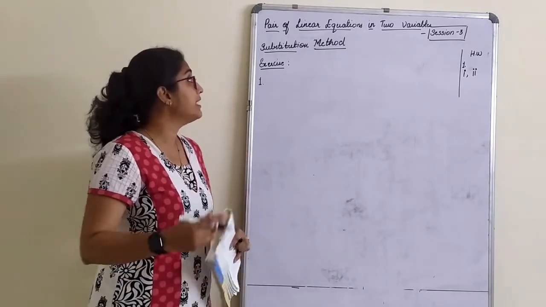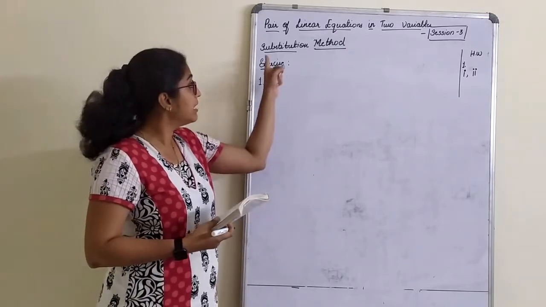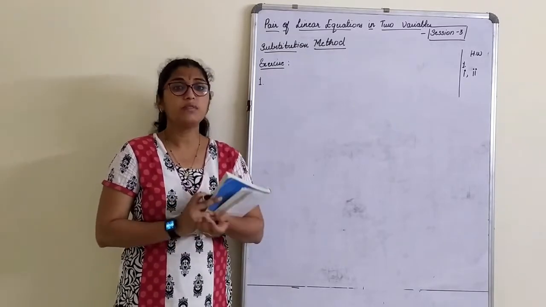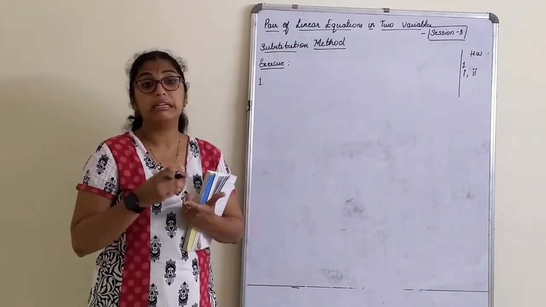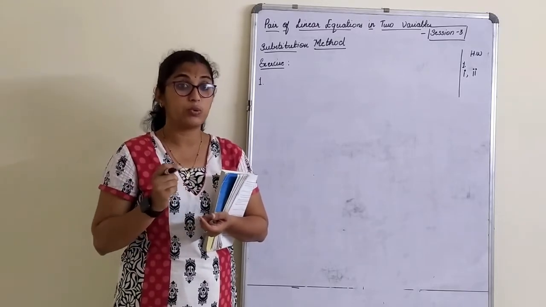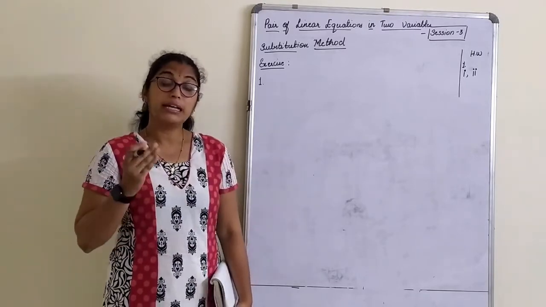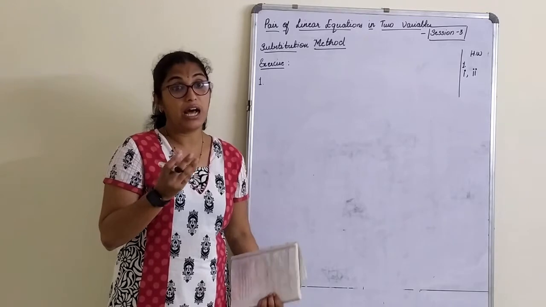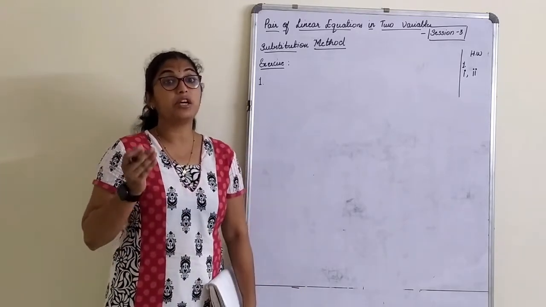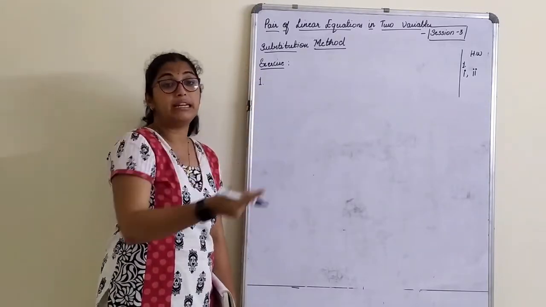So we'll begin with the next exercise and the next method. We completed the graphical method. Now the second method is the substitution method. Here we come across the substitution method, elimination method, cross multiplication method, method of completing the square, and equations reducible to linear equation form. If a question is asked to solve a pair of linear equations for x and y, see what method they have asked, whether by substitution or any other method.